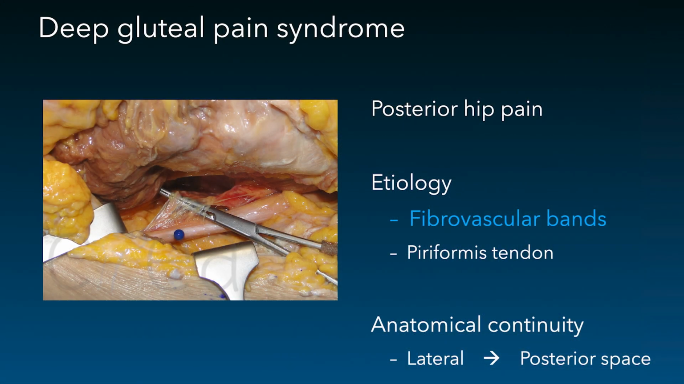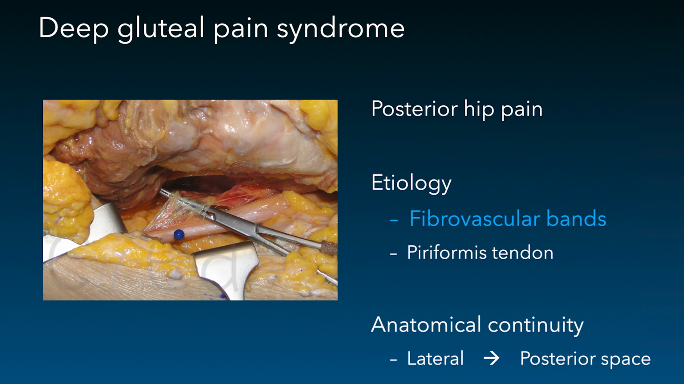Deep gluteal pain syndrome is an underdiagnosed entity that is characterized by the presence of pain due to non-discogenic entrapment of the sciatic nerve, which can occur in any anatomical region of the gluteus, and whose etiology has been attributed to compression of the piriformis tendon.